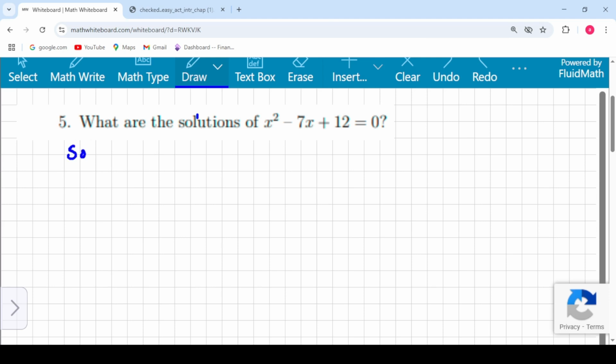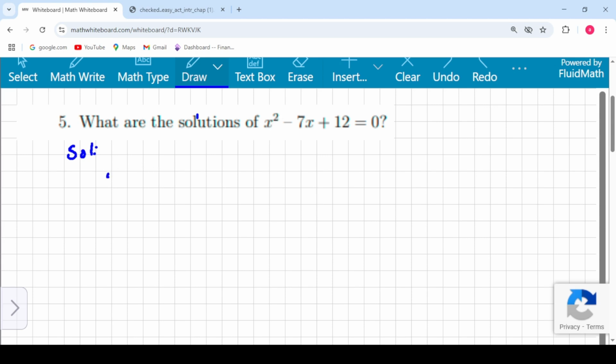The question is, what is the solution of x square minus 7x plus 12 equal to 0? This is a quadratic equation because it is an equation with the highest power of the variable, or you can say degree, 2. So an equation with degree 2 is called a quadratic equation.